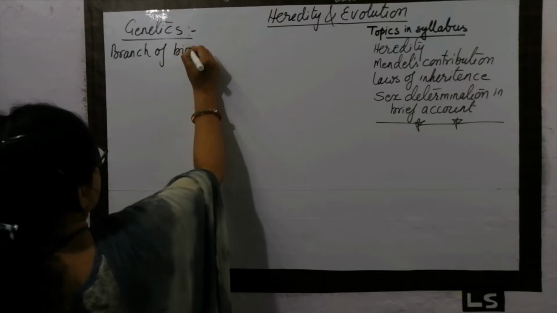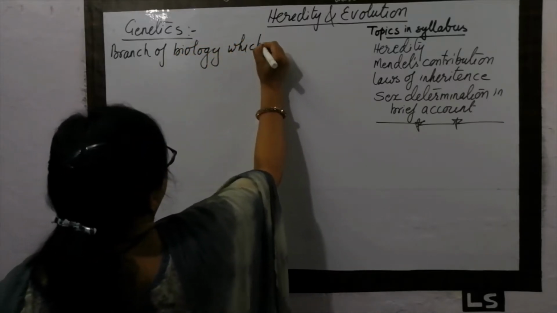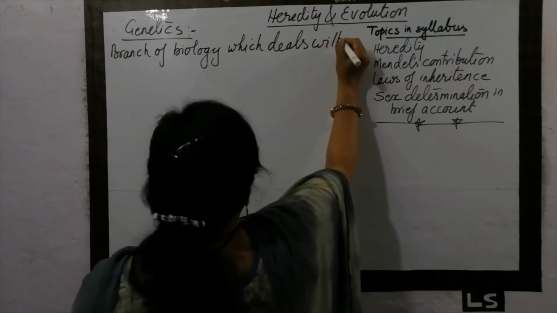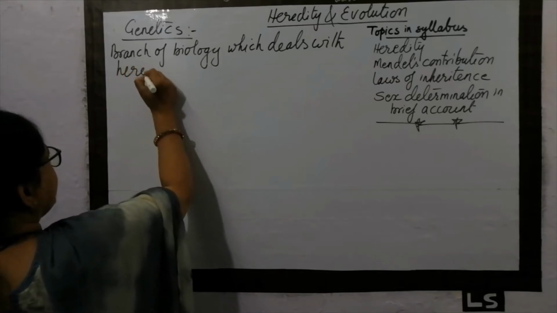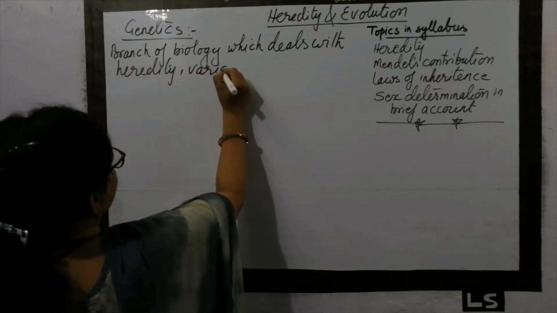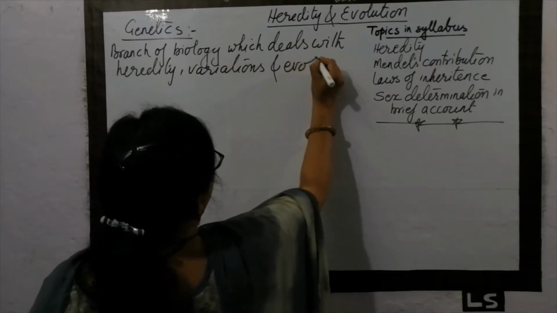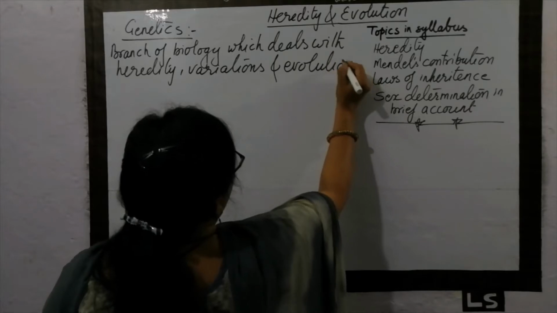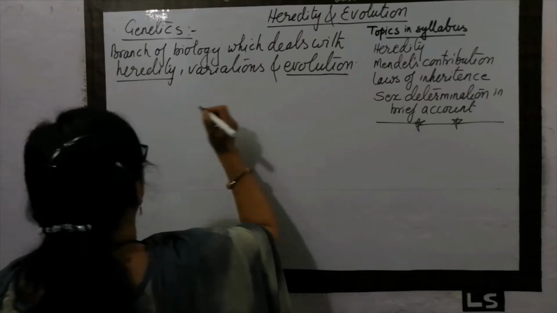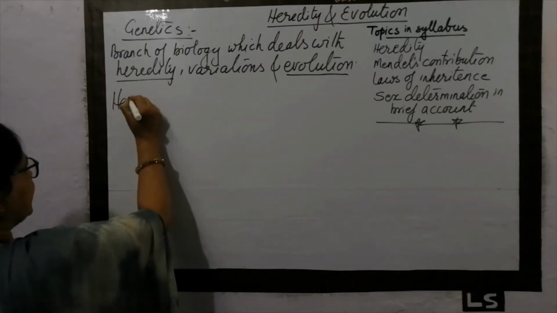biology or bioscience or life science which deals with heredity, variations and evolutions. We have to study it in this lesson about heredity and evolution. Variations is skipped from your syllabus. The first question is, what is heredity?